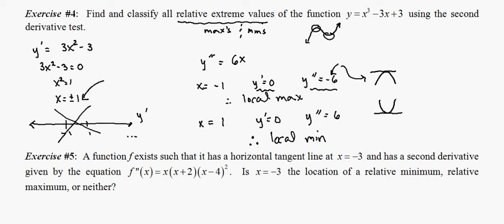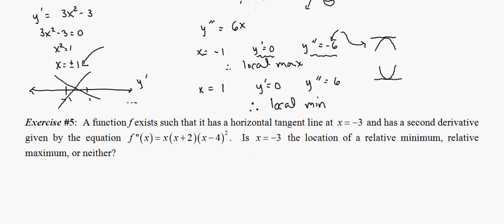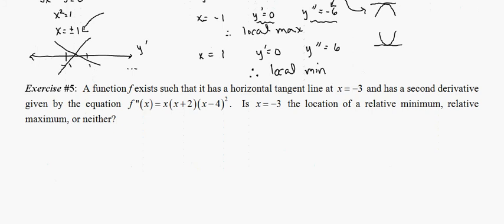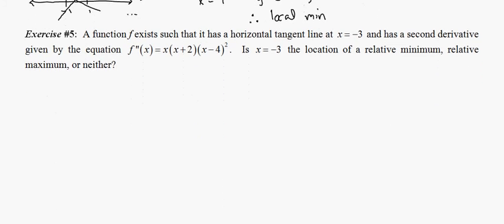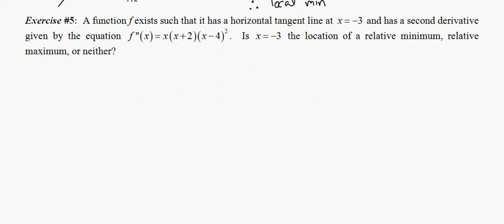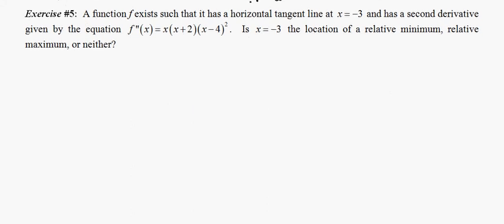Instead of doing this long drawn-out sign analysis to figure out whether the first derivative goes from positive to negative or negative to positive, we simply need to take our critical values and substitute them into our second derivative to determine whether it's positive or negative. How cool is that? Let's take a look at the last exercise.